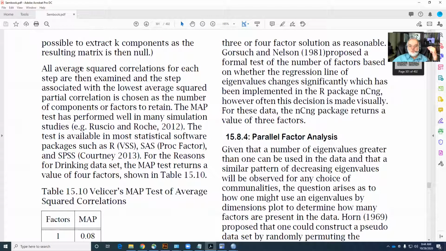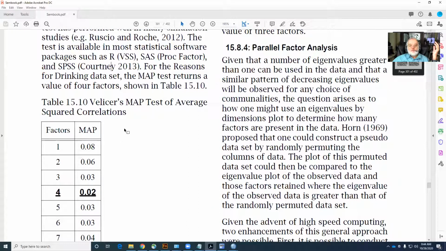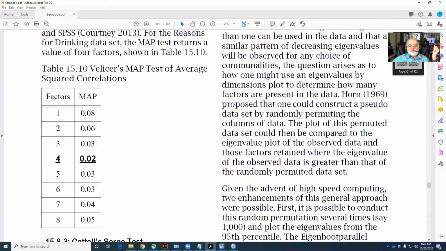So this is a procedure that you can use in the software that you have. If you're playing with R, this is the VSS package. If you're playing in SAS, proc factor will do the Velicer test, and SPSS will also do it, but only in the more recent versions of SPSS. So if we're looking at the MAP test results, this is what it looks like. You get these numbers out, and you take the lowest value as indicating how many factors you should retain. So by Velicer's MAP test, that's going to say we need 4 factors.